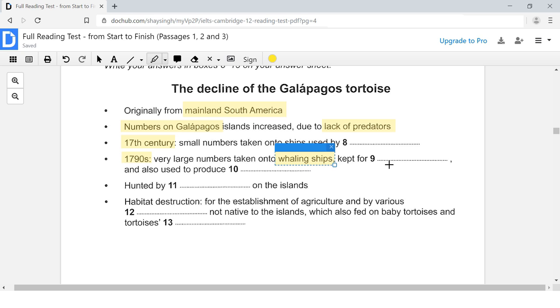And also, be careful about these connecting words. Kept for what? Used by who? That's going to be a noun. So these connecting words, the words that come right before the blank line and right after the blank line, can give you clues about what is the right answer. Because the correct answer has to fit here in this blank line like a jigsaw puzzle. It has to be the perfect fit.